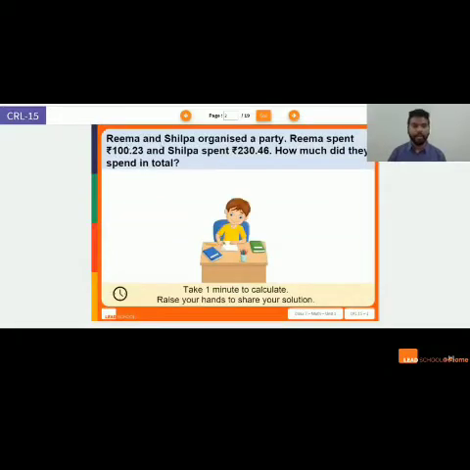Great. Reema and Shilpa organized a party. Reema spent 100.23 rupees and Shilpa spent 230.46 rupees. How much did they spend in total? For this, students, you will have 1 minute to solve this problem. Alright? And your 1 minute starts now.